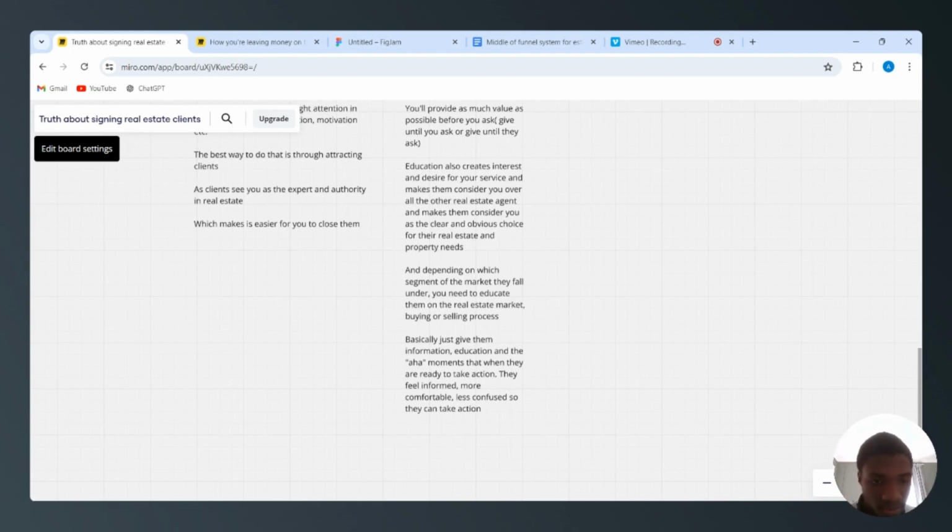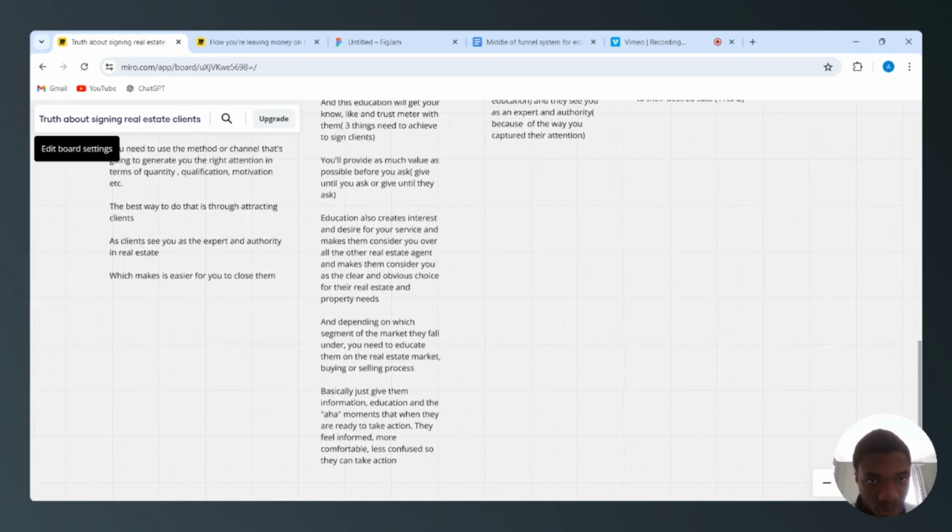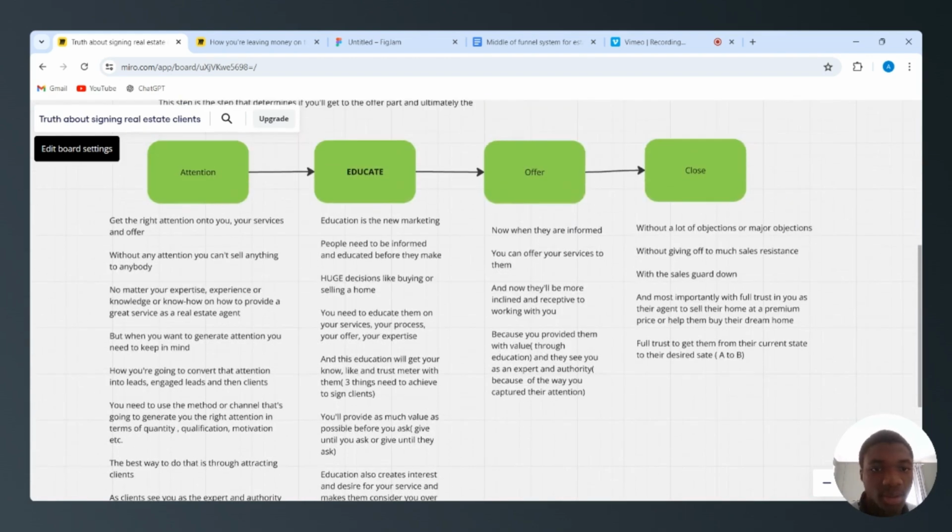It's so vital. And when you educate them, depending on how well you educate them, they might even offer themselves to you. Literally, if you give them so much value and so much education, they might be like, "Also, can you list my home? Also, can you help me buy my new home?" You wouldn't have to offer yourself. That's how crazy education is. So you see, now when they're informed, you can offer your services to them. If let's say you don't educate them too much, or they still need a little bit more education, right?